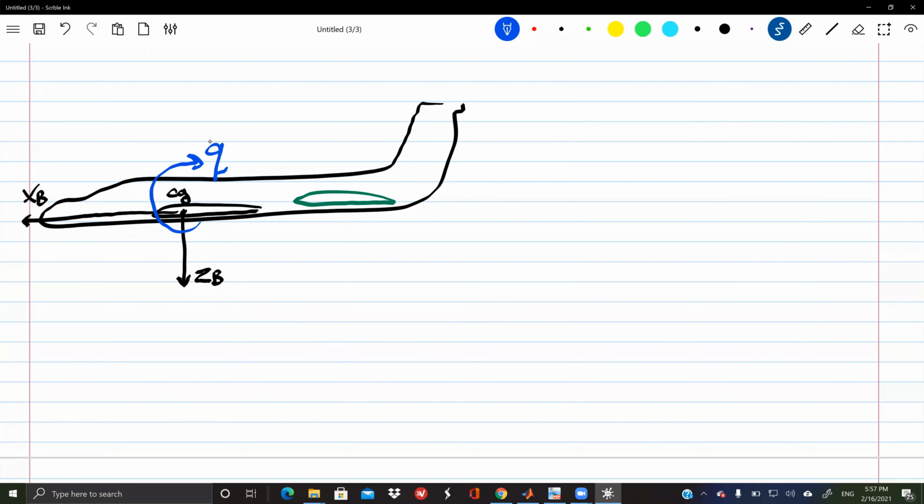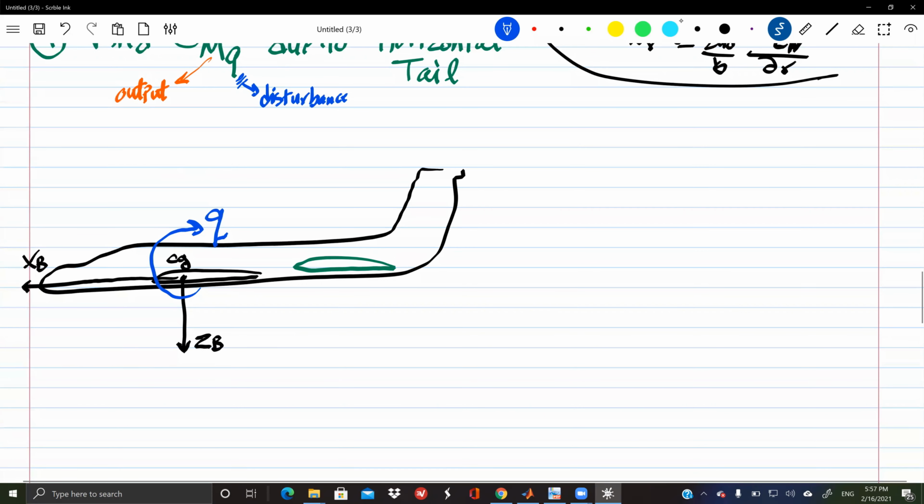It's an angular velocity, omega. So the points ahead of the CG will go up with some speed, and the points behind the CG will go down. The airplane as an entire body is rotating about the CG with this angular velocity Q. Any question about that? Any questions?